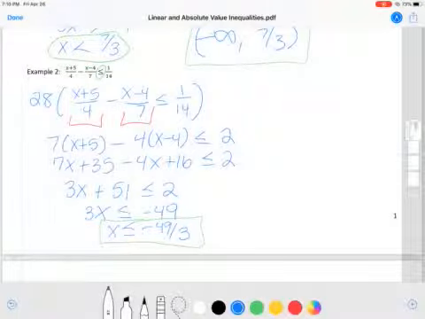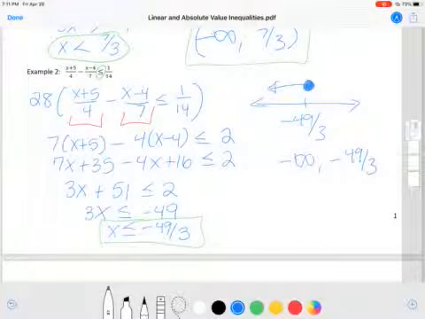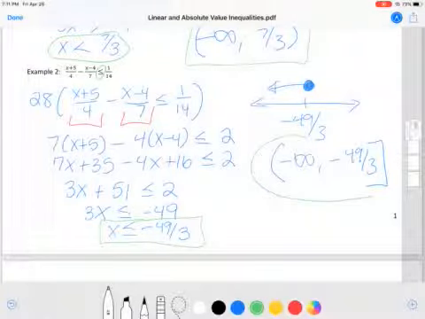To answer it in interval notation, I'm going to look at my number line. I have negative 49 over 3 on my number line, and I want all the numbers less than or equal to negative 49 over 3. So I'm going to do a closed circle because I'm including it, and I want everything less than that. So then my left-hand side goes to negative infinity. My right-hand side is the negative 49 over 3. The negative 49 over 3 is included, and of course, the infinity is not. So this is my final answer in interval notation.